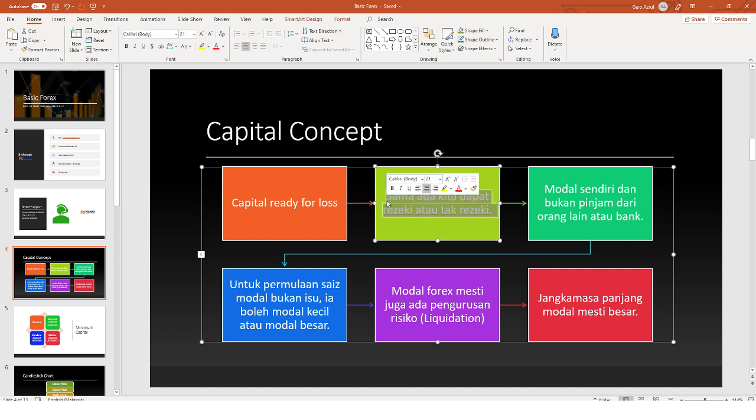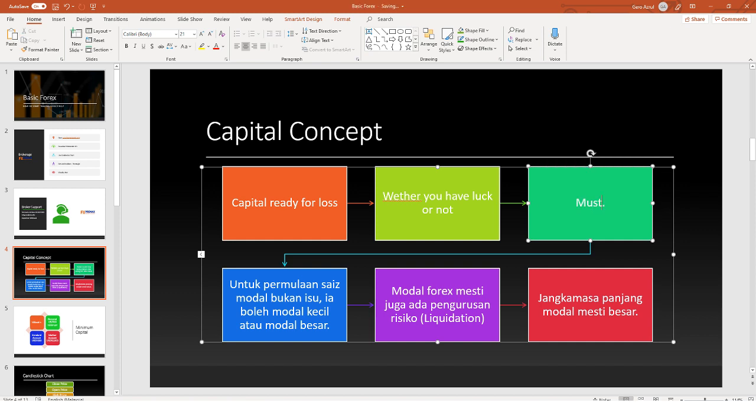Then you understand the second part, whether you have lot or not. How do you spell whether? Is this the correct spelling? Can someone help me? Whether you have lot or not. This must be your own capital, not borrowed.